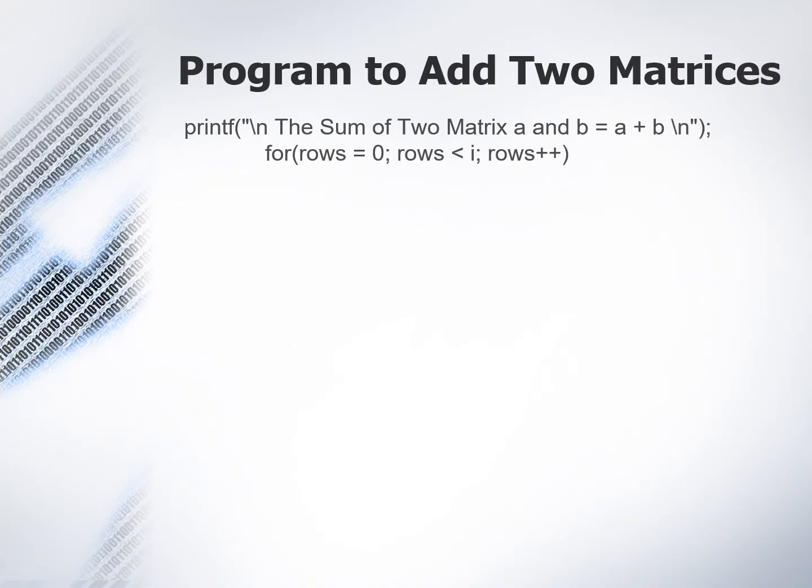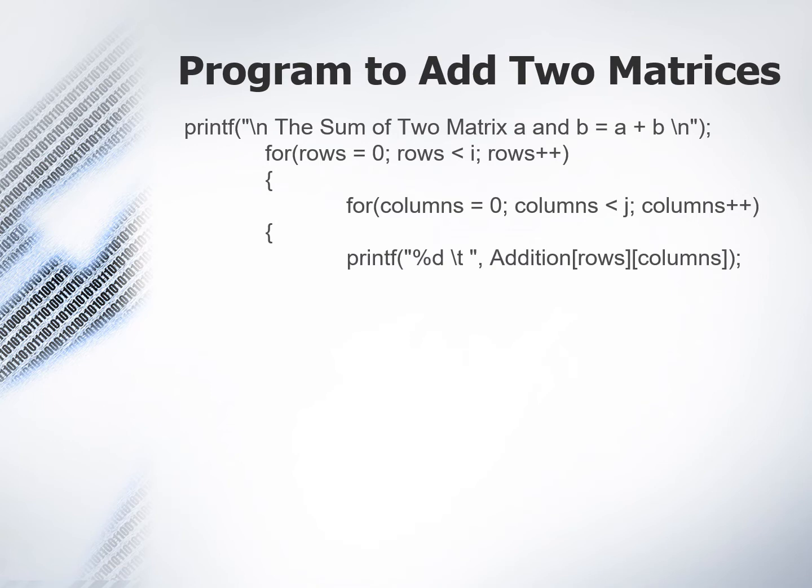After storing the sum in the addition matrix, we will display the addition matrix. So we have a similar nested for loop for that. In this nested for loop, what we have is the print statement: printf("%d\t", addition[rows][columns]), and in the end we will return an integer value.